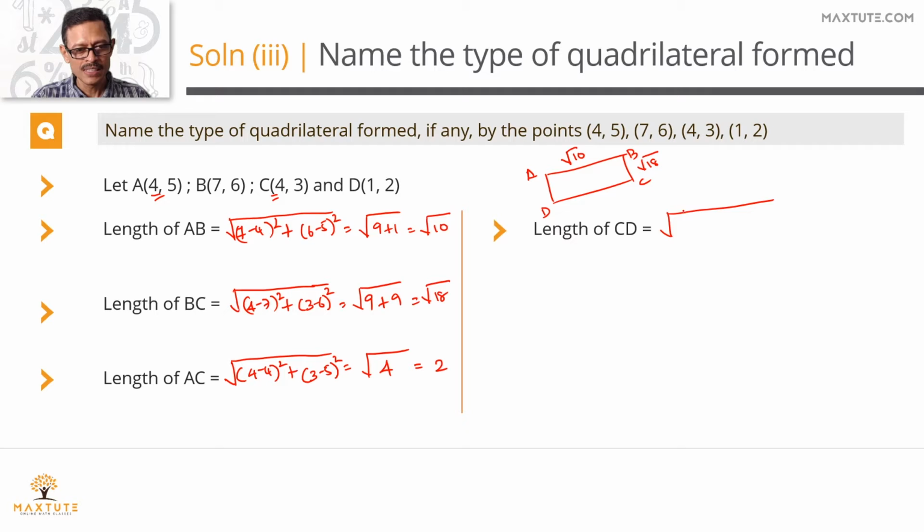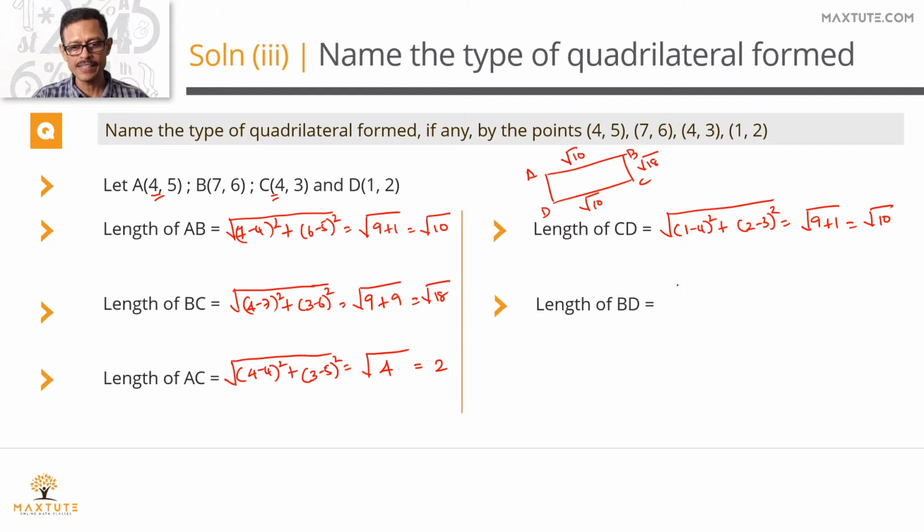Let's keep that. CD is equal to under root of (1 minus 4) the whole square plus (2 minus 3) the whole square. 1 minus 4 is minus 3. Square of minus 3 is equal to 9. 2 minus 3 is minus 1. Square of minus 1 is plus 1. So we have this to be equal to root 10. So as we have seen, now we know AB and CD opposite sides are equal. Let's compute the diagonal BD and eliminate the possibility that B, C, D are collinear.